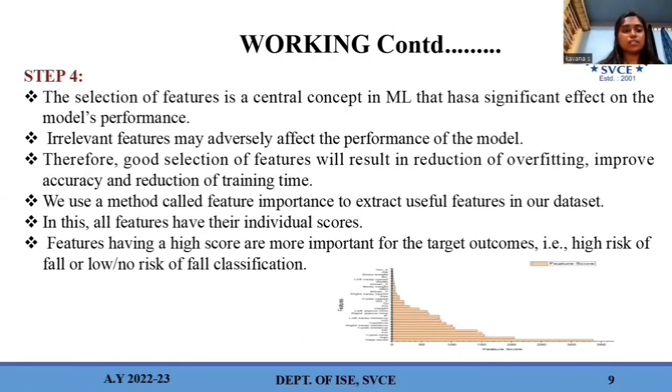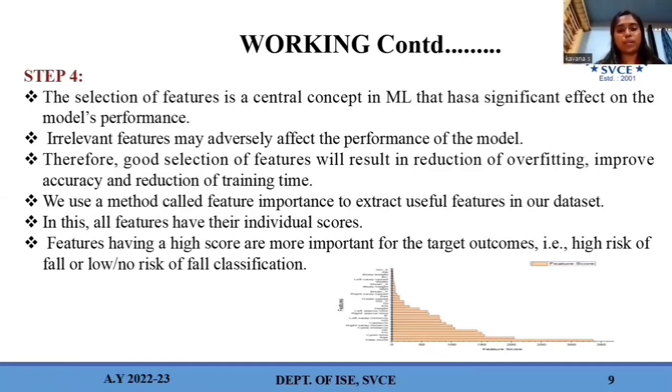Okay, so the next is step 4, feature selection. The selection of features is a central concept in ML, that is machine learning, and has a significant effect on the model's performance. Irrelevant features may adversely affect the performance of the model. Therefore, good selection of features will result in reduction of overfitting, improved accuracy, and reduction of training time.